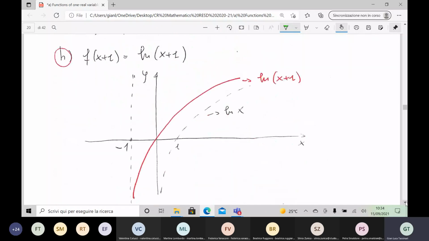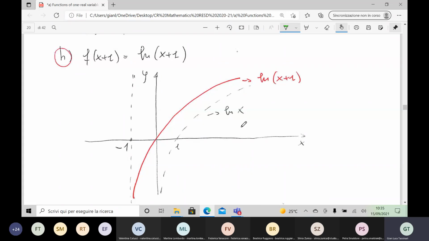The last one, and then we really do the break. f of x plus 1. So, which is the graph of, remember, ln of x, our basic function. So f of x plus 1 is logarithm of x plus 1. Well, when you have an additive constant, plus 1 or minus 1, in the argument, where in the argument you have x, you have a horizontal shift.